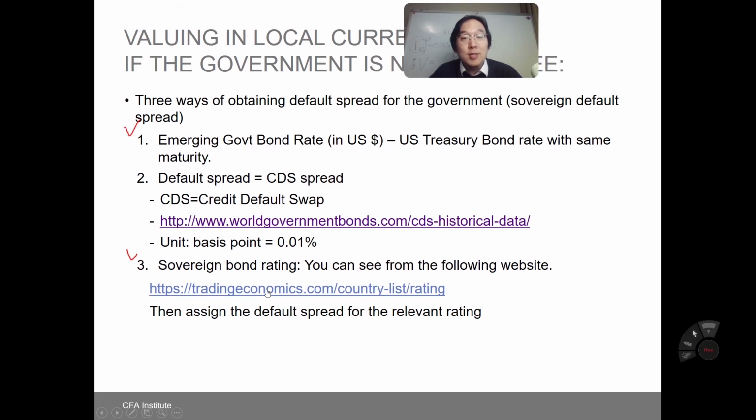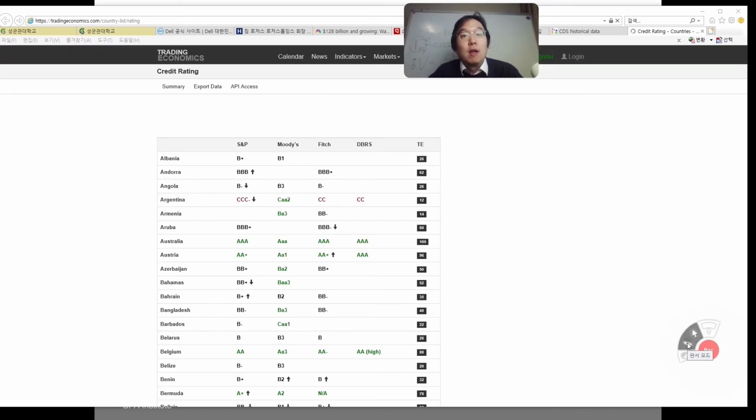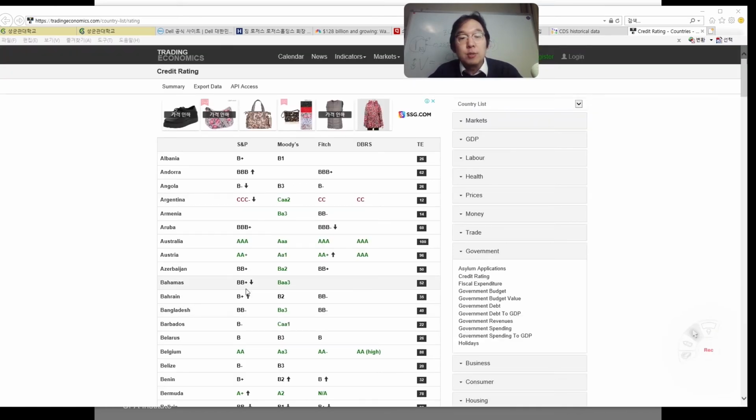So tradingeconomics.com, let's click it. Now, it takes some time, but all right, abracadabra, yes, it shows up. Now, what do you see? On the vertical axis, you see a whole lot of countries' names. On the horizontal axis, you see S&P, Moody's, Fitch, and DBRS.